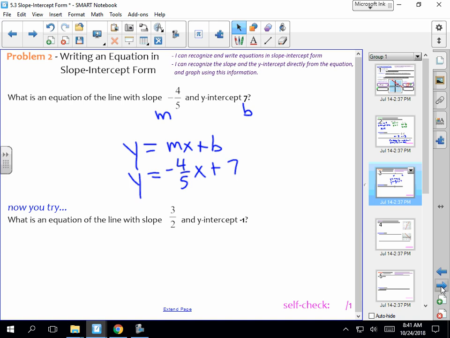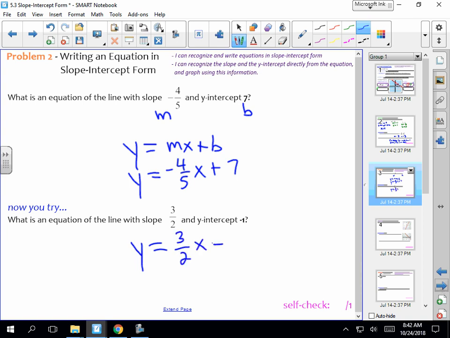Second easiest is if I give you the graph of it, and then the more difficult one is if I give you the 2 points, and we'll go over that last. So what's the equation of the line with slope 3/2 and y-intercept negative 1? Can you tell me what that is? That's right. 3/2 x minus 1. So there are a couple of problems like this on your classwork, 2 like problem 1, 2 like problem 2.